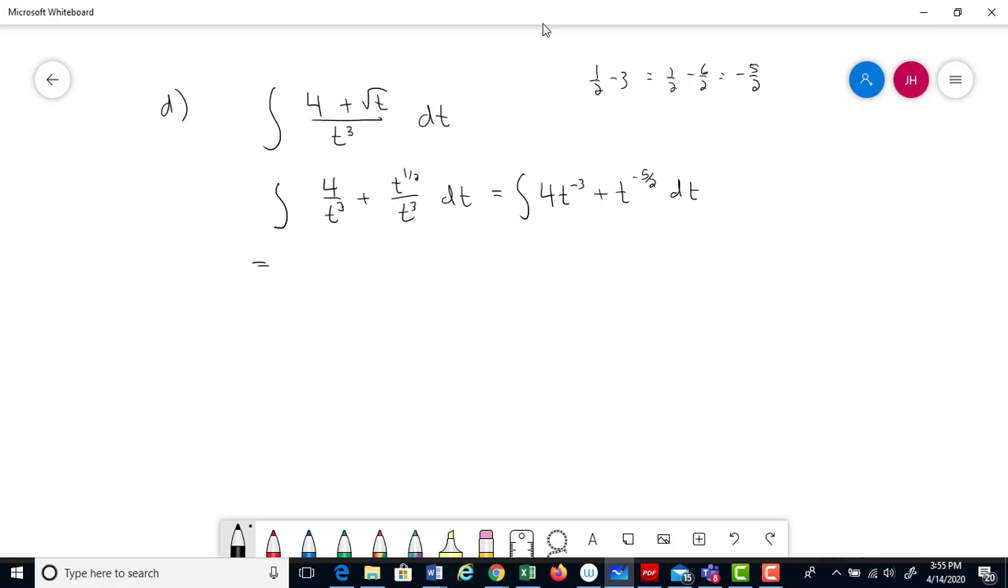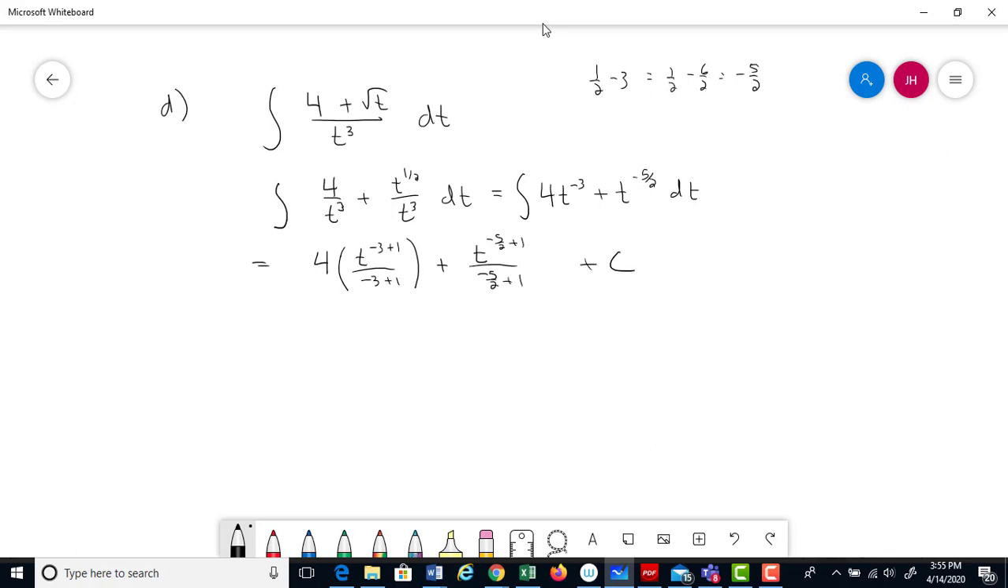So now using the inverse power rule, this is going to be 4. I'm going to pull out the constant. You take t, you're going to go minus 3 plus 1 all over minus 3 plus 1. So that's the inverse power rule. And the same thing here, plus this is going to be equal to t to the minus 5/2 plus 1 all over minus 5/2 plus 1. And then, of course, plus c.